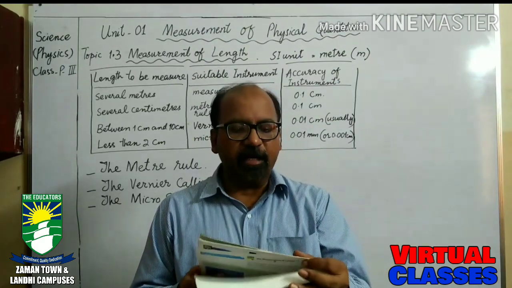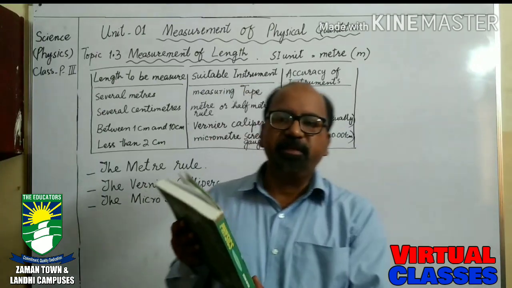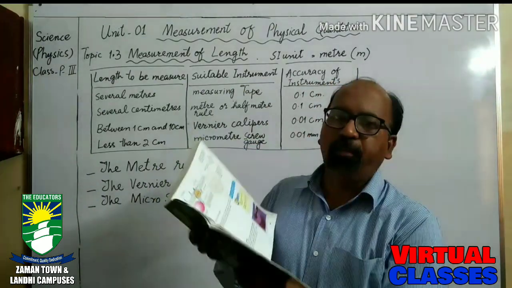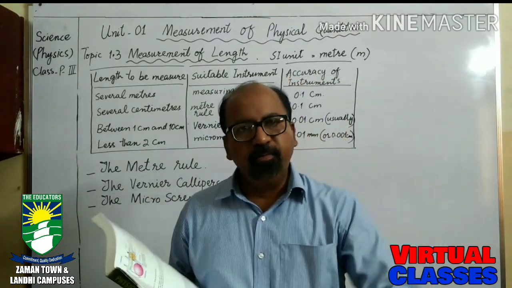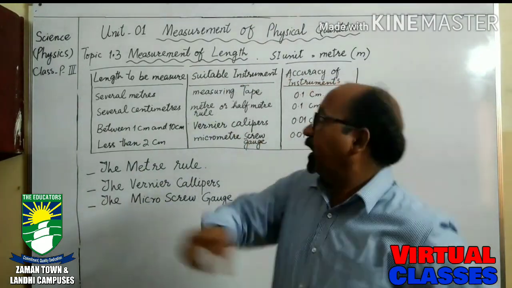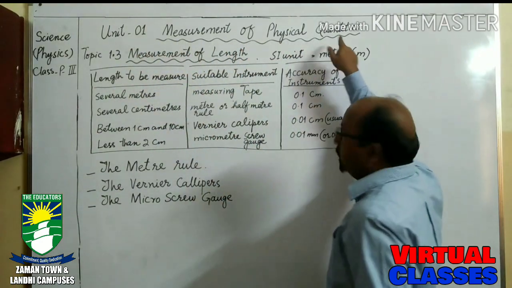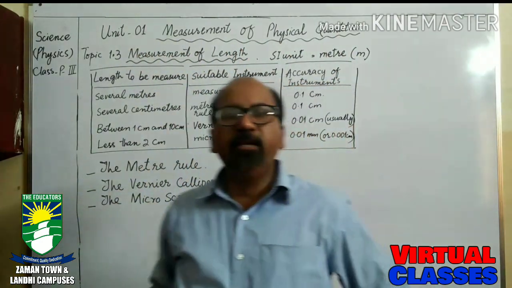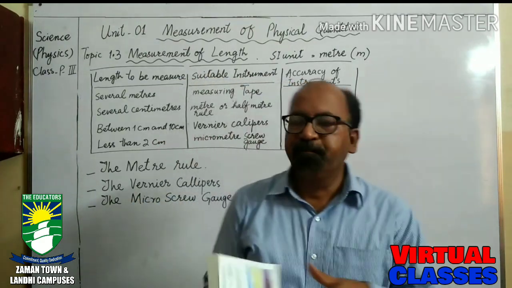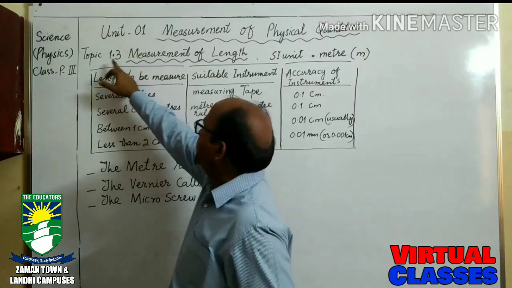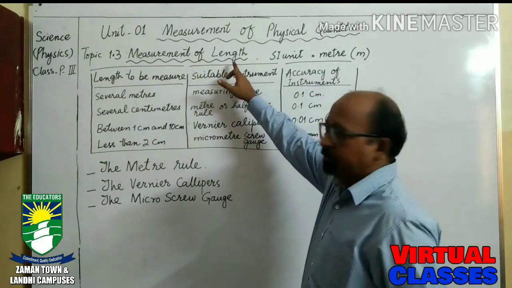We have already started the subject of science, the book Physics, and the first two topics of chapter 1 we have already done. We have started chapter 1, unit 1, measurement of physical quantities, and I have explained to you what physical quantities are. And now, topic 1.3, which is measurement of length.